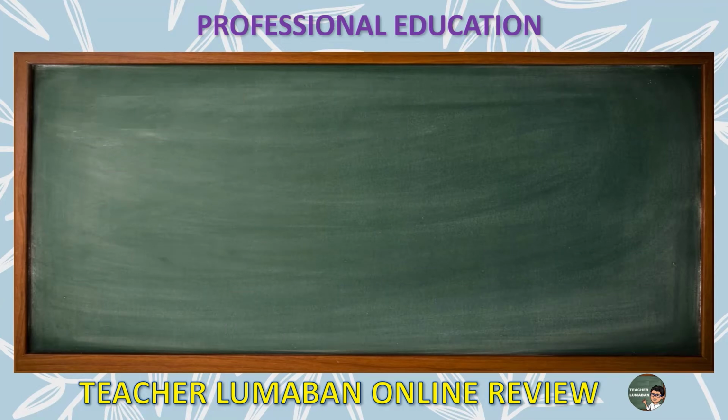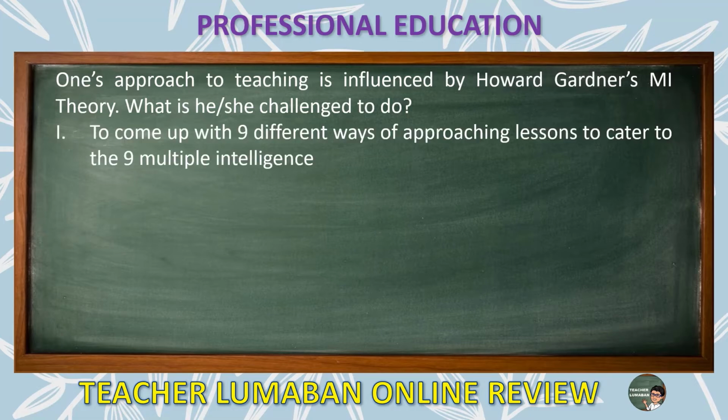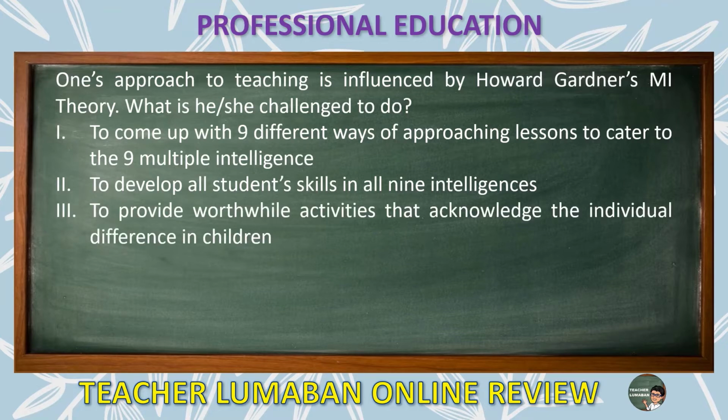One's approach to teaching is influenced by Howard Gardner's MI theory. What is he/she challenged to do? Roman numeral 1. To come up with 9 different ways of approaching lessons to cater to the 9 multiple intelligences. Roman numeral 2. To develop all students' skills in all 9 intelligences. Roman numeral 3. To provide worthwhile activities that acknowledge the individual difference in children.